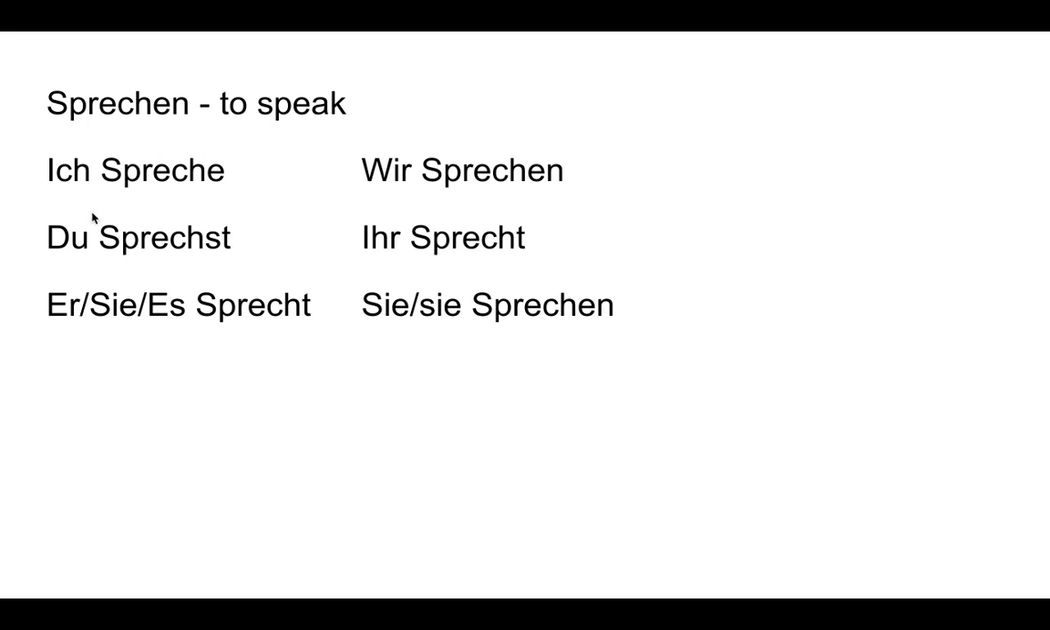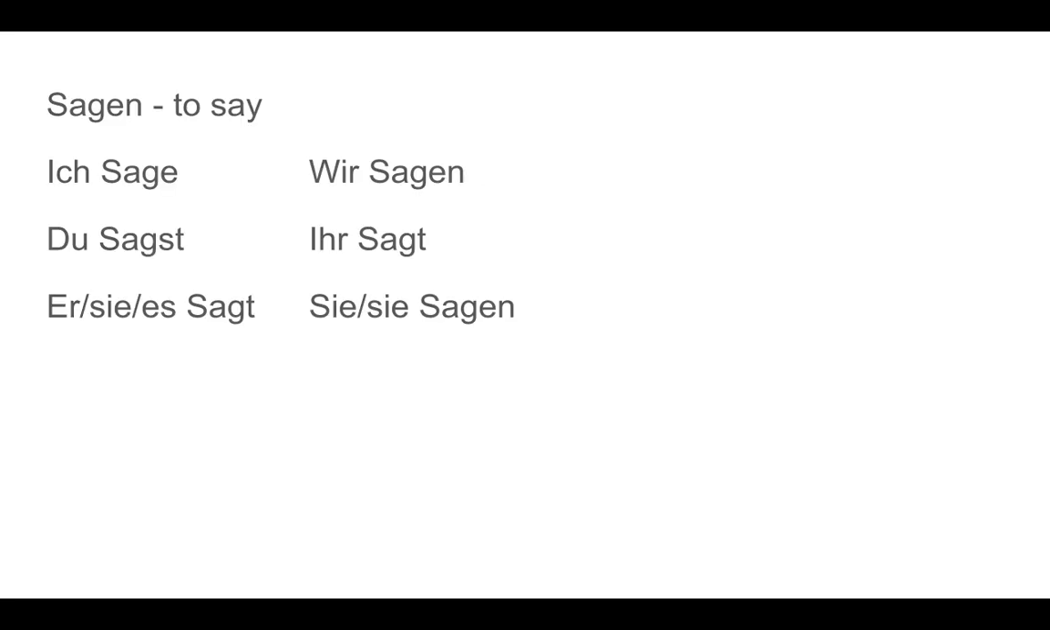So it would be ich spreche, du sprichst, er spricht, wir sprechen, ihr sprecht, and sie sprechen. Just another example, sagen, to say: ich sage, du sagst, er sagt, wir sagen, ihr sagt, sie sagen. So yeah, the wir and sie forms both end in en, which is the same as the infinitive.